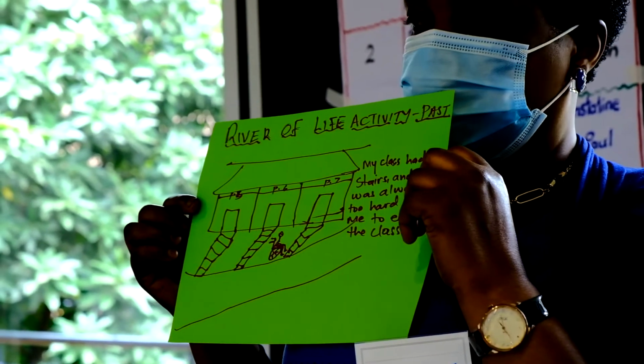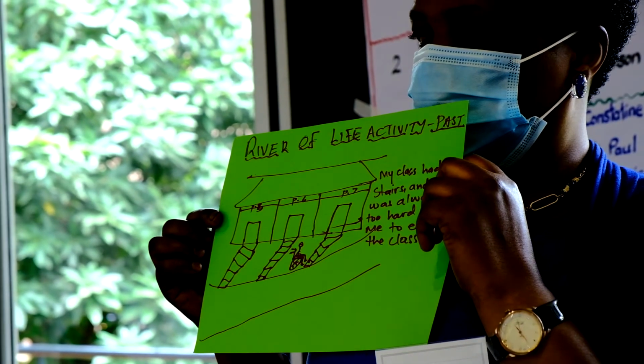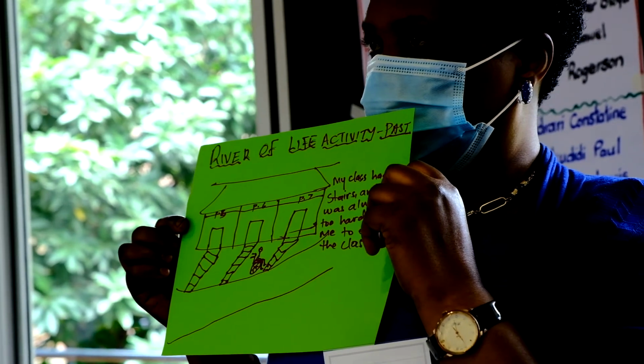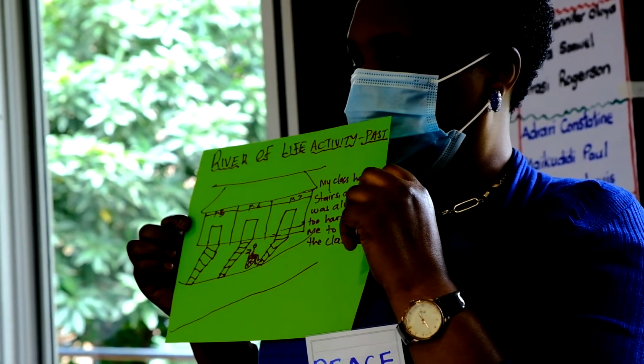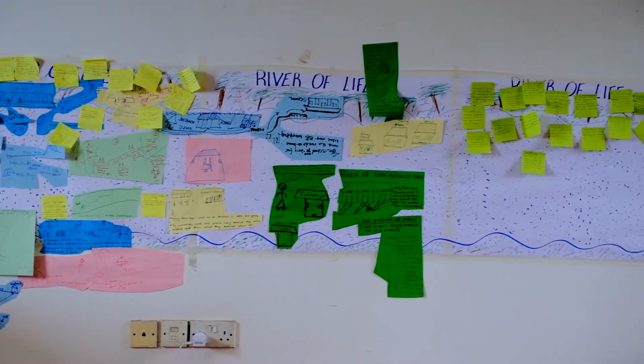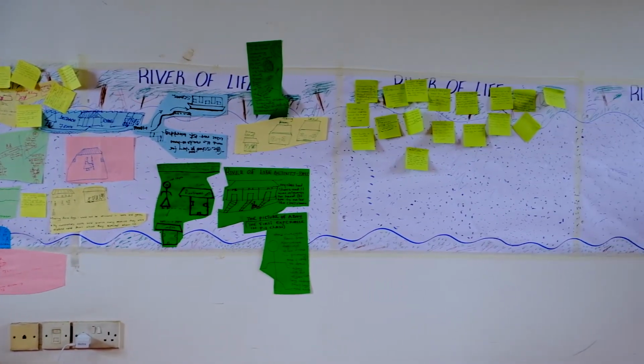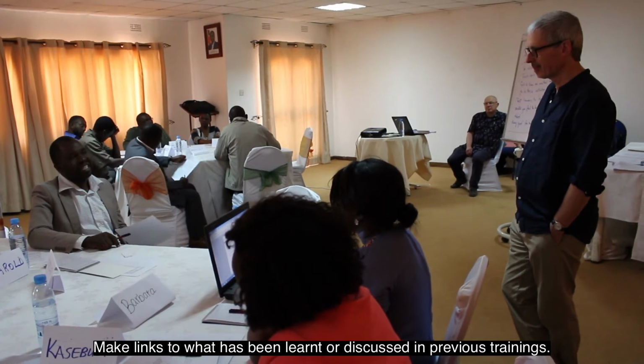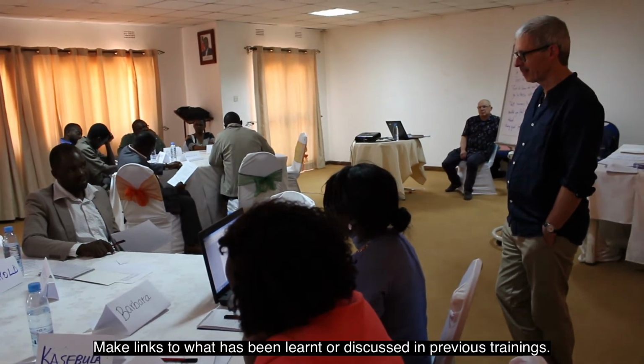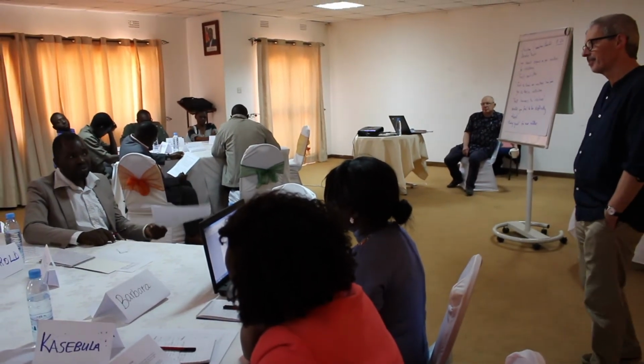I qualified as a teacher with a diploma. Now I manage and run a school called Yurioshimi in my area, and I'm the current mayor of the town council called Namayumba. Make links to what has been learnt or discussed in previous trainings. Improved. Thank you for that. Yes. And when it came to the results, only 2 children failed to make it to grade 8.